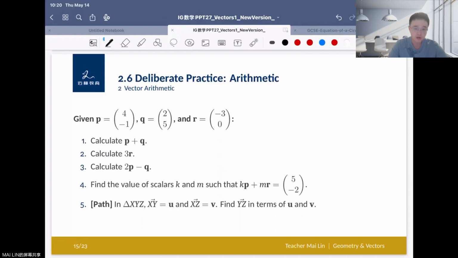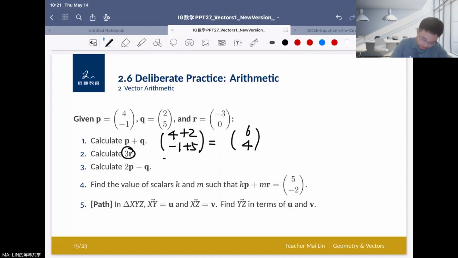First, calculate p plus q, okay? So here p plus q, we can say that here is 5 plus 2, and here's -1 plus 5, right? So here is 6, 4, okay? That is for the first problem, right? Okay, we added the x-axis together and y-axis also together, okay?